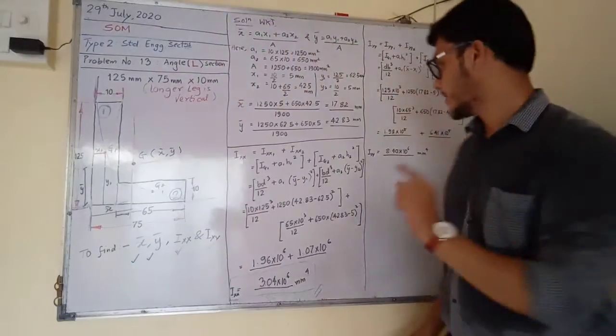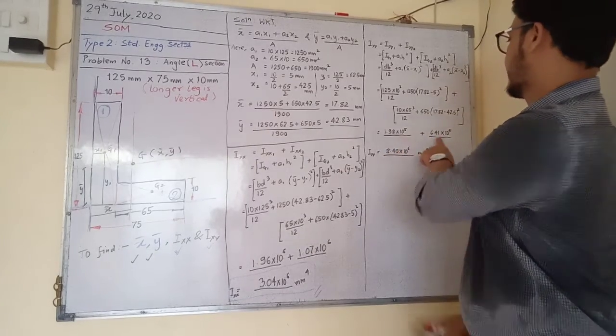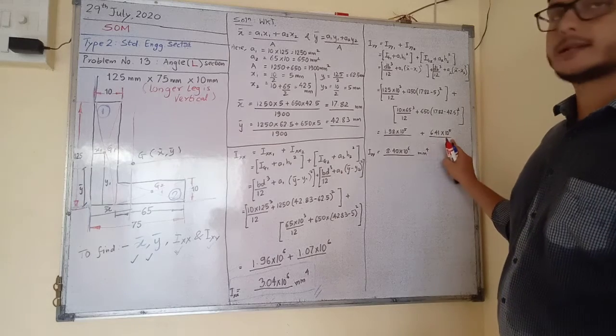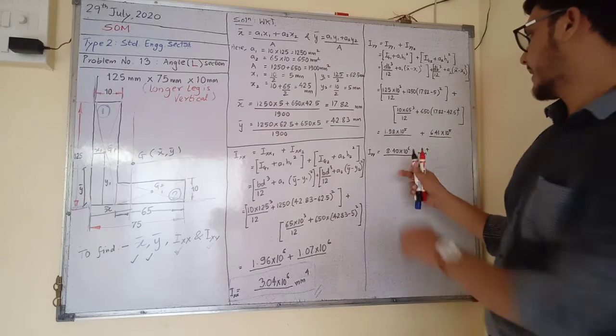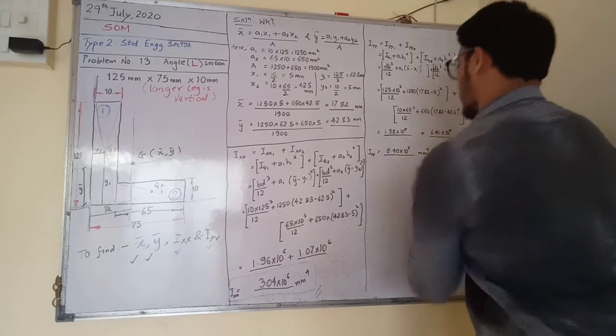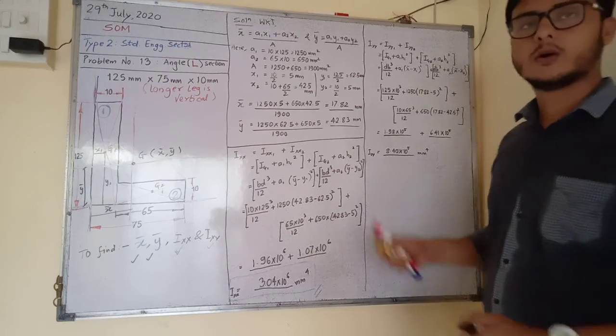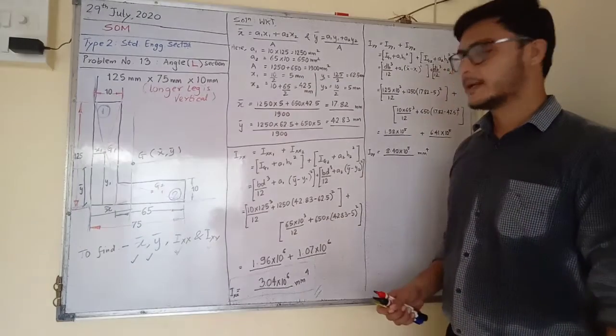Yes, there is a minor change. This is 1.98 into 10 raised to 5 and this is 6.41 into 10 raised to 5, not 10 raised to 6, and this is 8.40 into 10 raised to 5. So final answers are in terms of 10 raised to 5 and these are the values. Hope this problem is clear to everyone. Thank you.